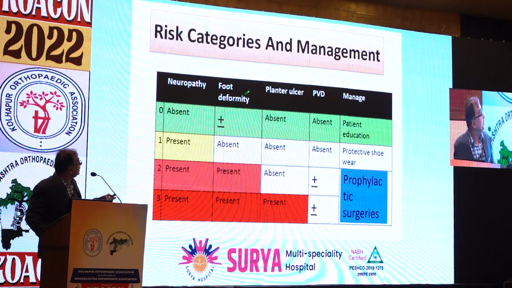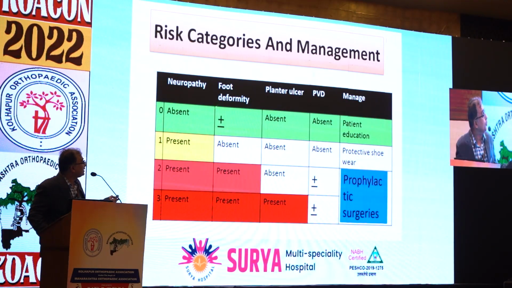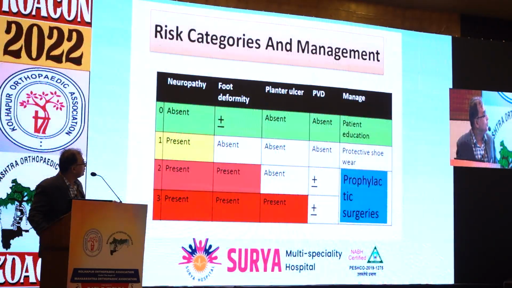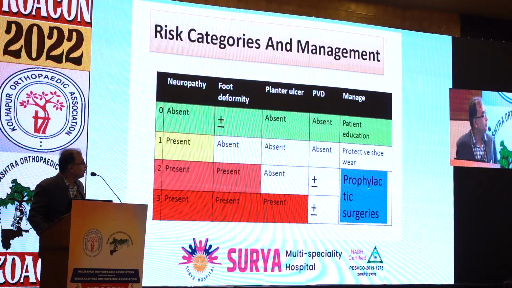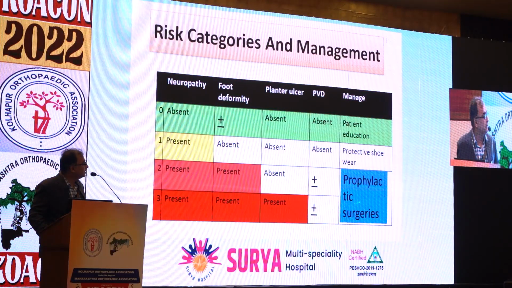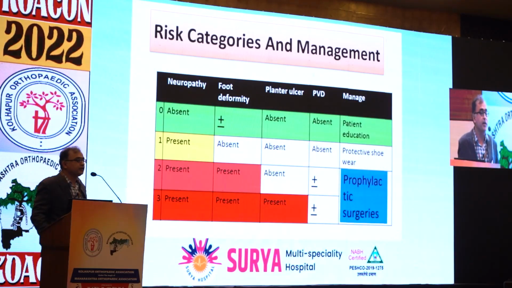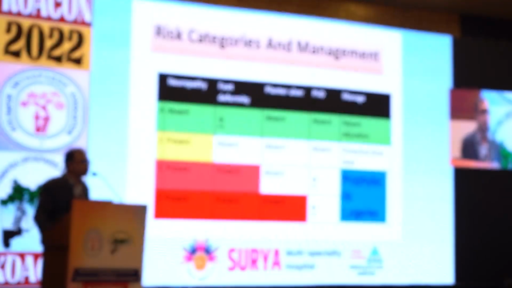So this chart will give you an idea. Neuropathy, foot deformity, plantar ulcers and PVD: these are the 4 components. As we descend towards this corner, when all things become more and more severe, our treatment strategies have to change. For all this red zone, initially they used to recommend some modified shoes only, but nowadays prophylactic surgeries play a role here to prevent major amputations.